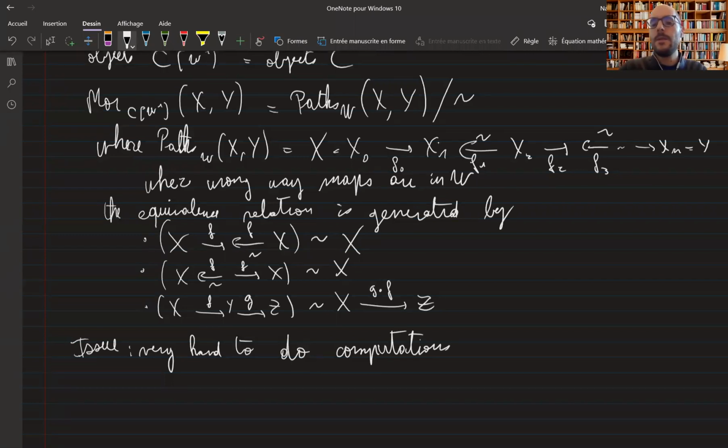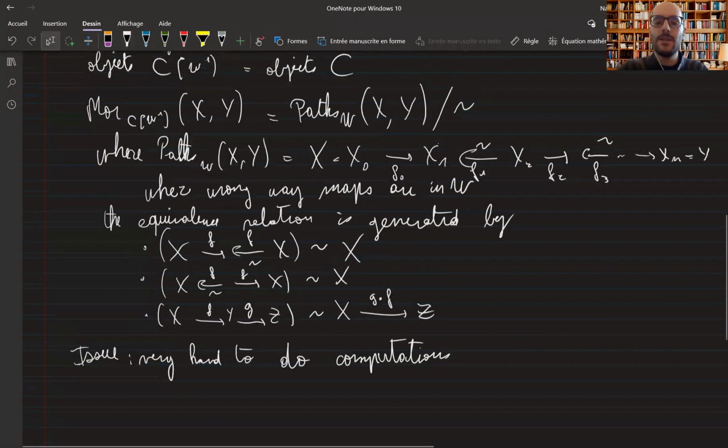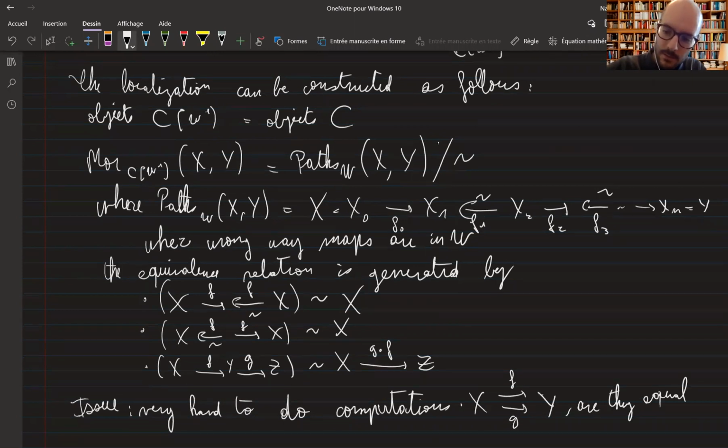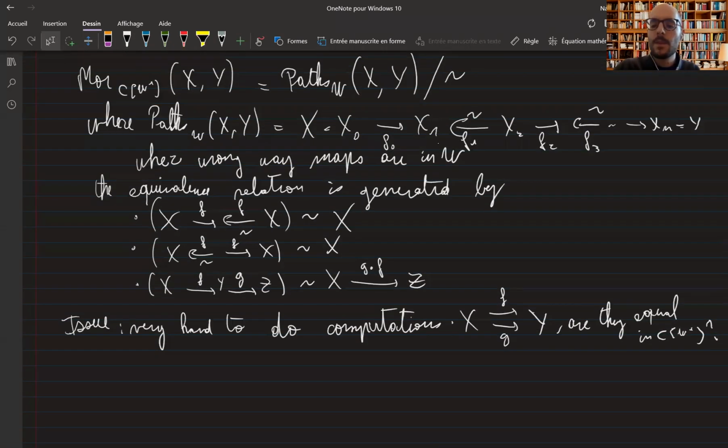So for example, if I give you two morphisms in C, some morphisms between X and Y. Are they equal in the localization? Well, this is a very hard problem. It's related to what is called the word problem in group theory.